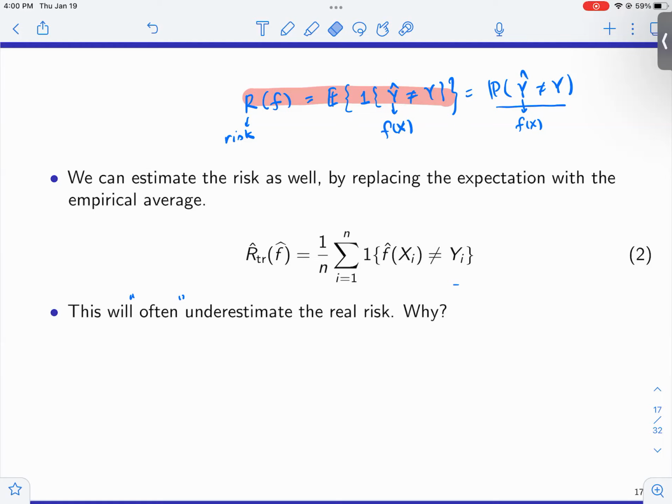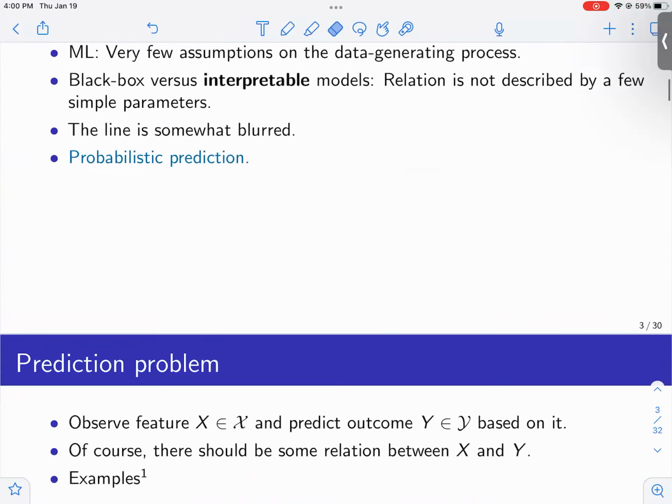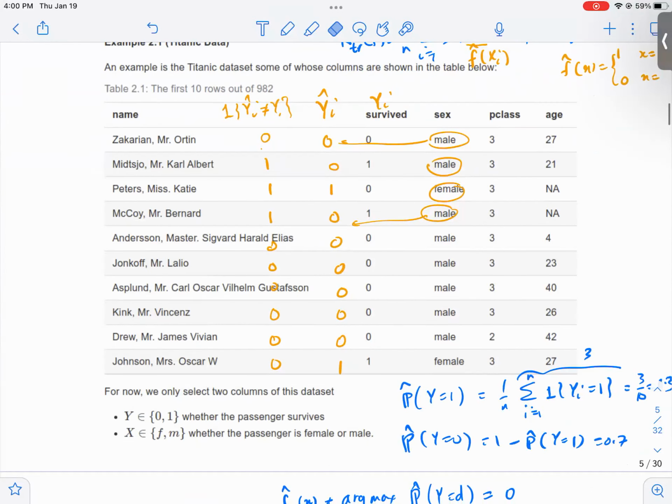So why is that? Because we estimate the risk just based on a sample of the data, not the population. Let's say the sample size is very big. Let's say here I have 900 cases. It's pretty big. I give you a lot of training data.